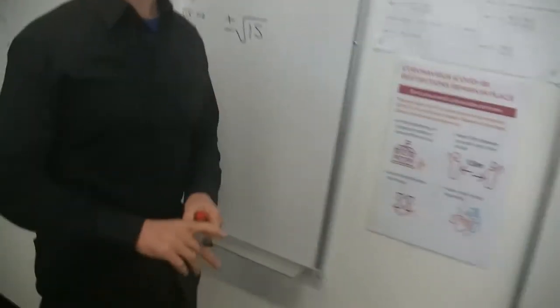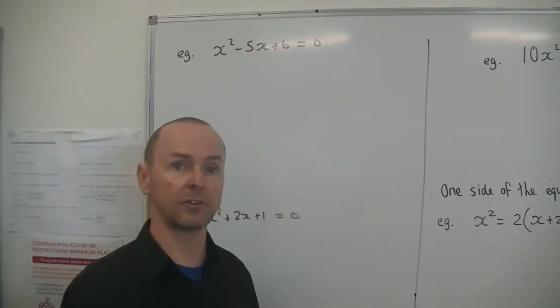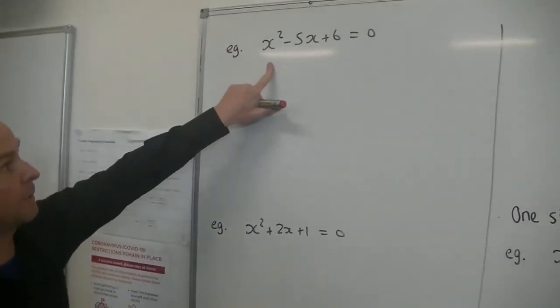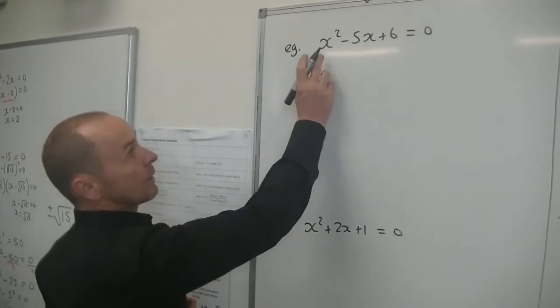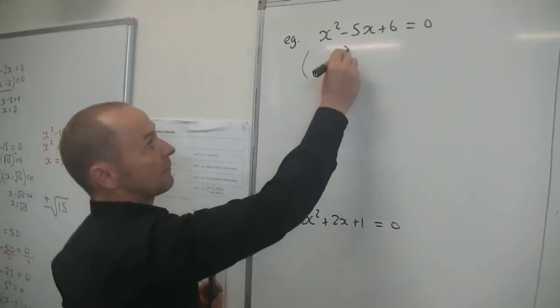Good job. Have a break if you need to. If you need to start the exercise, that's fine. But have a look up here. So this is a trinomial. We've factorised these before. So there's no common factor. Always look for a common factor first.